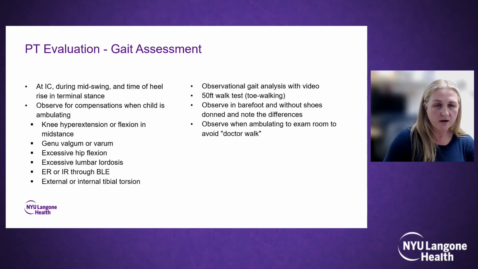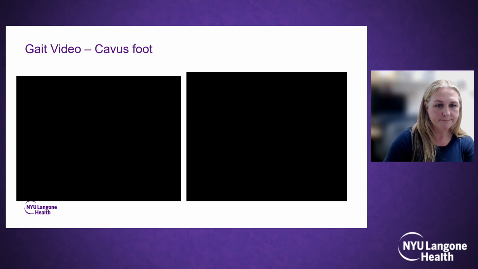We'll take a video. If they're a toe walker, you can do the 50-foot walk test, and you want to make sure you observe them with their shoes on and barefoot, so you can see what's going on when they have the supportive shoes. Try to observe their ambulation when they don't know that you're doing it, because most kids will put on their doctor walk when you ask them to walk, and then you have to ask the parent, is this what it normally looks like? And they'll be able to tell you what's going on.